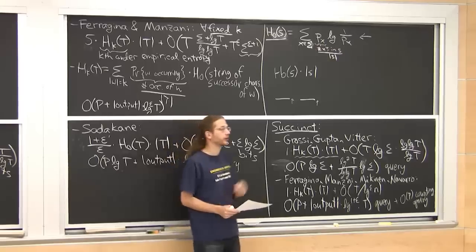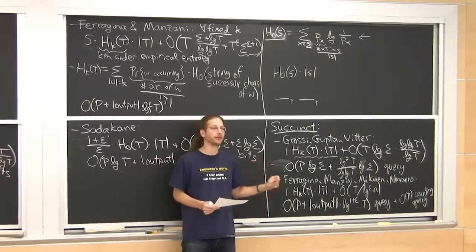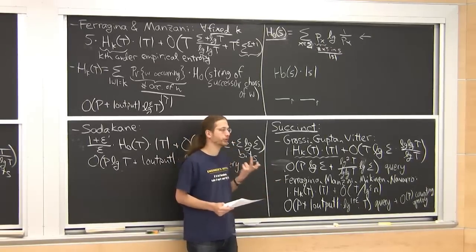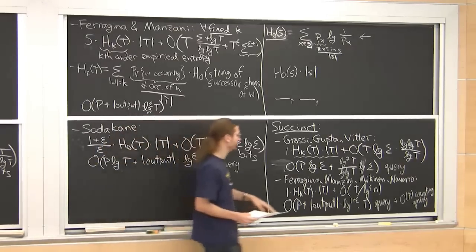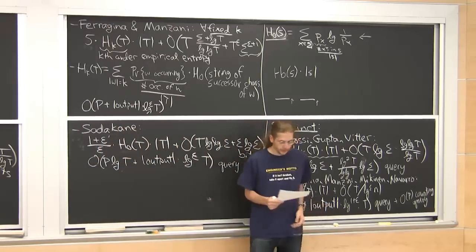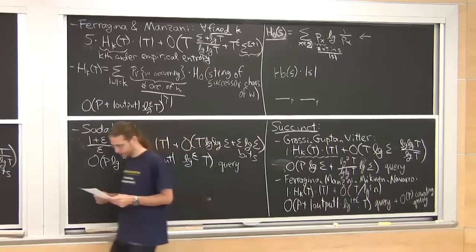You want to find not all the matches, you want to find all the documents that have this substring in them. So that reduces the size of the output in these bounds. That can also be done. Sadakane wrote a paper about that.